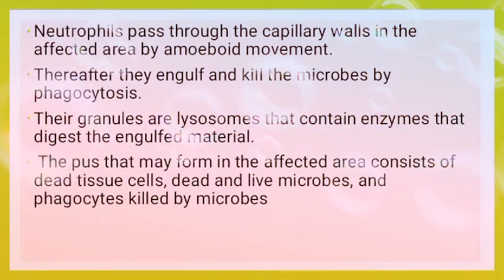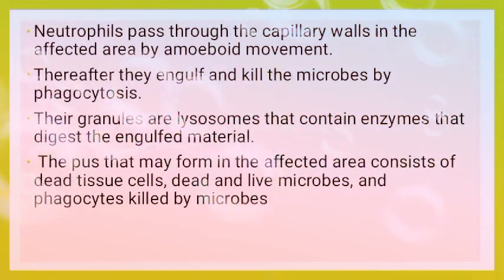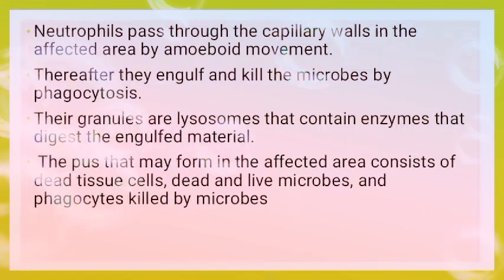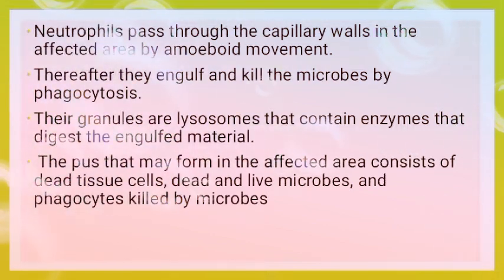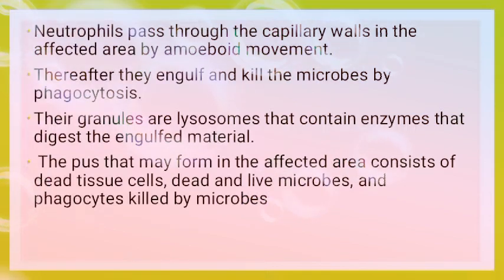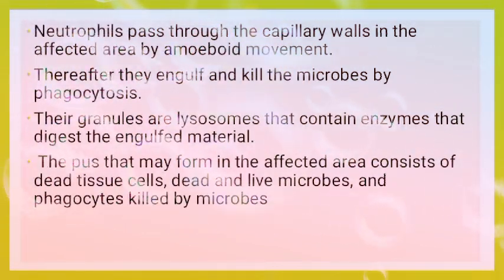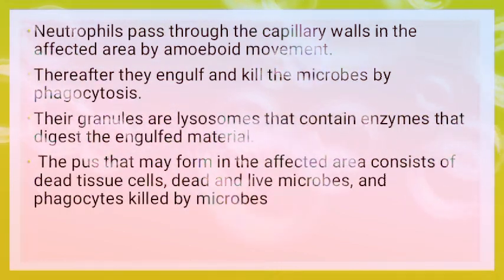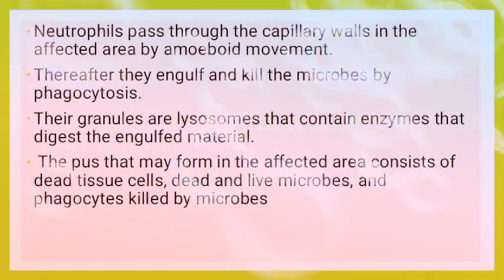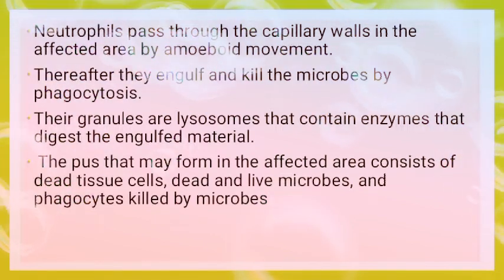And the pus that may form in the affected area consists of dead cells, live microbes, and phagocytes killed by microbes. So actually what we are talking about, through the process of phagocytosis that will be taking place, there will be pus formation. This pus formation is going to result from the destruction of the cells that have been invaded and those of the microorganisms.